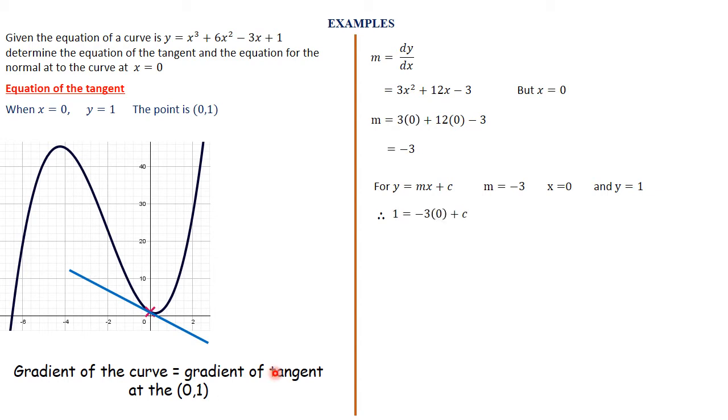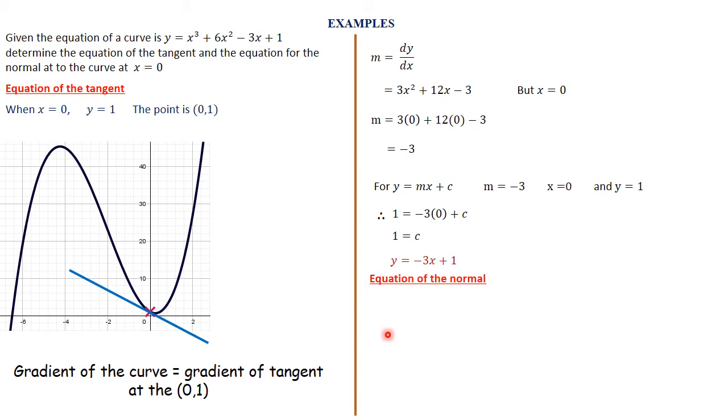Put those values in the formula, and you have y is 1, m is negative 3, x is 0. The only unknown we have there is c, and we're doing this so that you get the value of c. So simplifying that, you get 1 is equal to c, or c is equal to 1. Put the values in the formula, you get y = negative 3x + 1. And there you have it: the equation of the tangent to the curve y = x cubed + 6x squared - 3x + 1 at the point (0, 1).